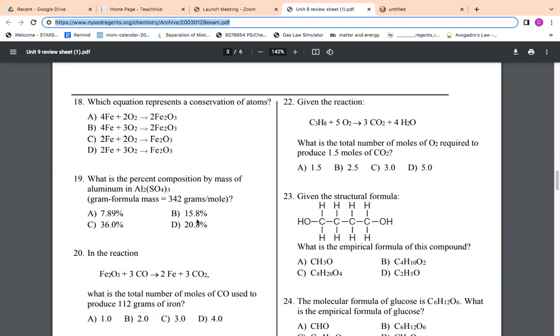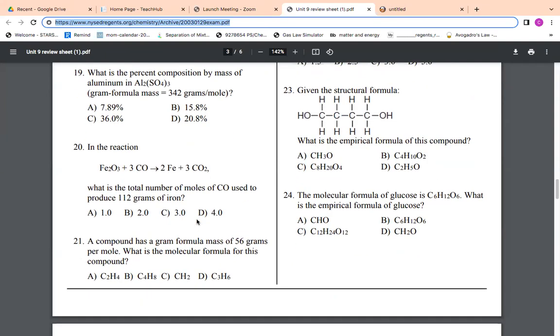All right, 20. What is the total number of moles of carbon monoxide used to produce 112 grams of iron? Well, first, what we should do, because balance equations are always in terms of moles, but they're giving us not moles of iron, they're telling us the amount of grams of iron. So we should figure out how many moles is 112 grams of iron. We can use this equation: moles equals mass over gram formula mass.